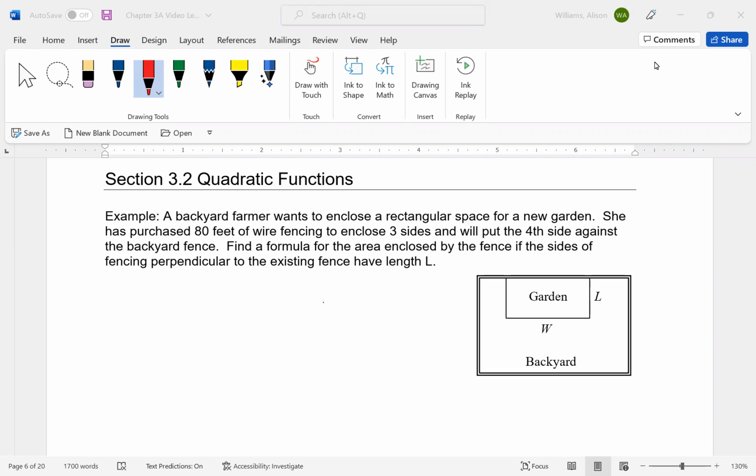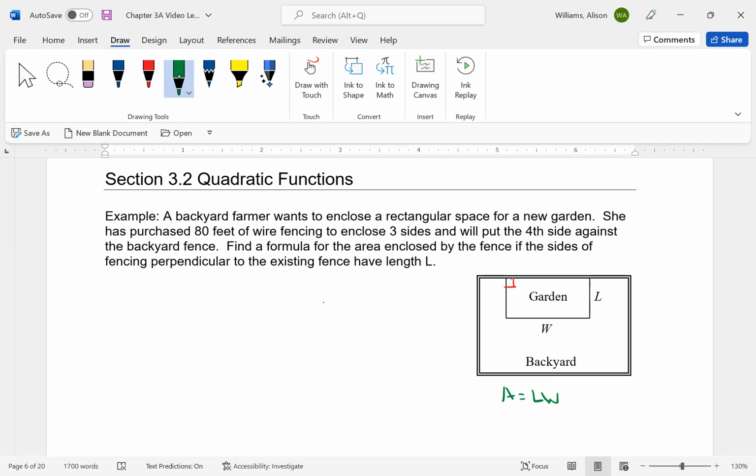Find a formula for the area enclosed by the fence if the sides perpendicular to the existing fence have length L. The perpendicular comment is so that we know that this is definitely a rectangle. Okay, so we're working with a rectangle. And since they're asking us to find a formula for the area, we know that the area of a rectangle is length times width. But they don't want the formula in terms of length and width. They want it just in terms of length.